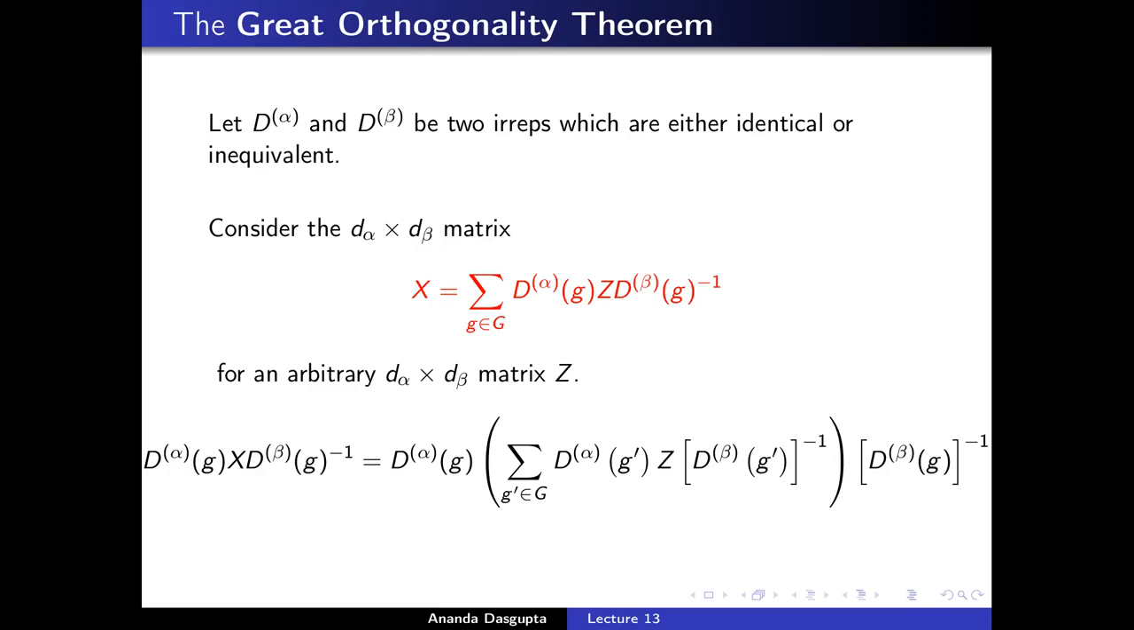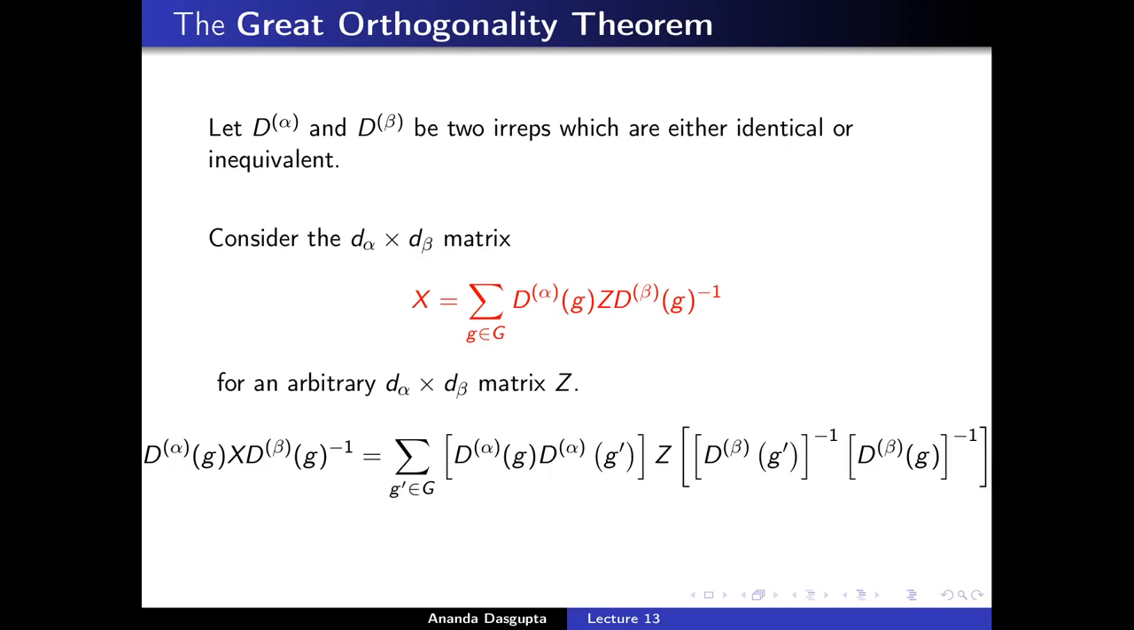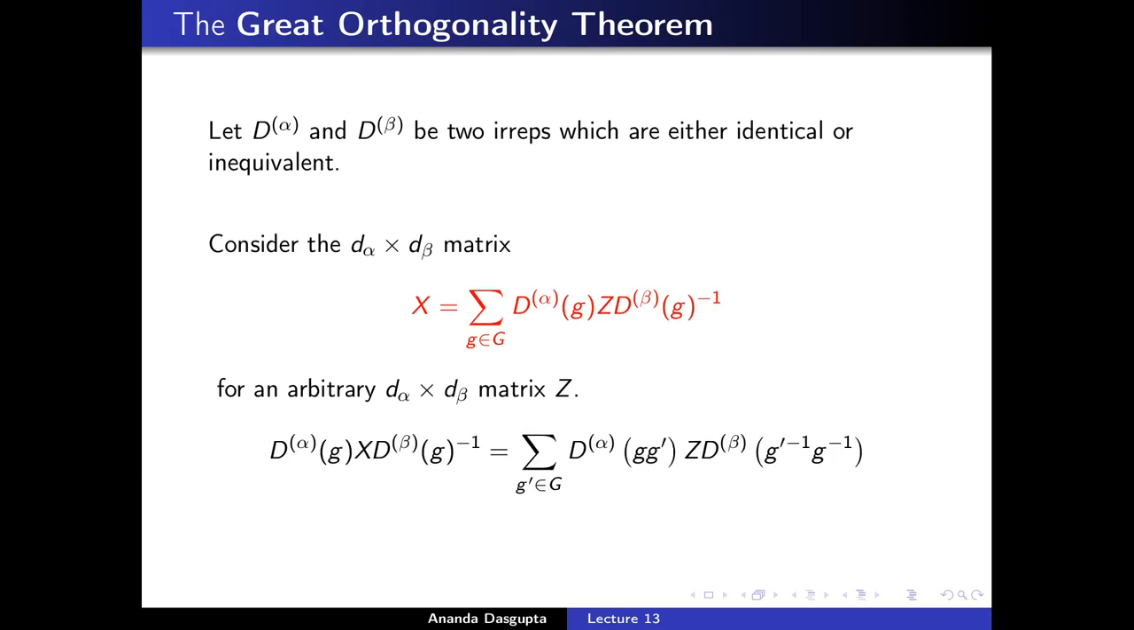Now, we can easily move the D alpha of g on the left and D beta of g inverse on the right inside the sum. And that gives us D alpha g, D alpha g prime on the left of Z, D beta g prime inverse, D beta g inverse on the right of Z. Now, using the fact that D alpha and D beta are both matrix representations and hence obey the basic group properties, D alpha g D alpha g prime is D alpha of g g prime, and D beta g prime inverse D beta g inverse is D beta of g prime inverse g inverse. We now still have one more step to take, which is to use the fact that g prime inverse g inverse is of course g g prime's inverse.